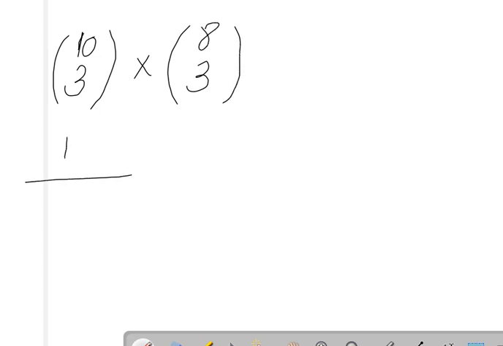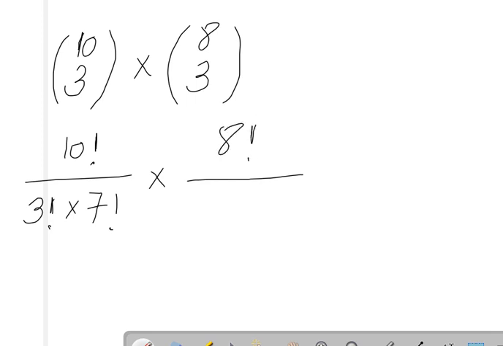Three boys out of 10 boys and 3 girls out of 8 girls. It's 10 factorial over 3 factorial times (10 minus 3) factorial, which is 7 factorial. And here is 8 factorial over 3 factorial times (8 minus 3) factorial, which is 5 factorial.